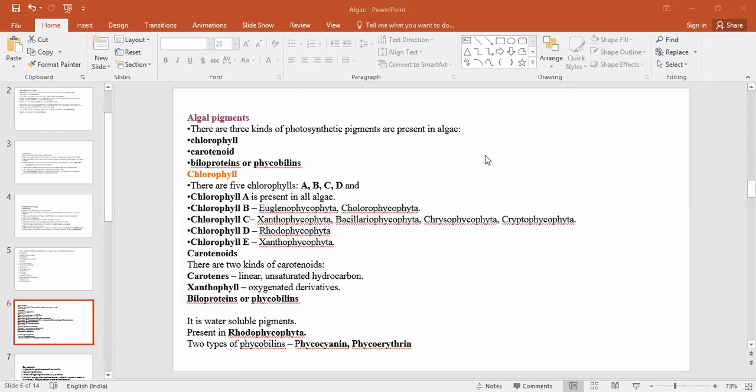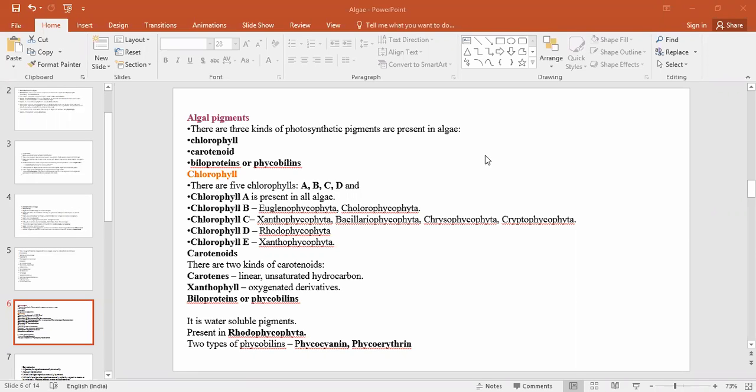Next, what is the classification of these pigments? The first type of pigment is chlorophyll. This chlorophyll is again divided into five types. First one is chlorophyll A, which is present in all algae. Then chlorophyll B is present in Euglenophyta and Chlorophycophyta. Then chlorophyll C is present in Xanthophycophyta, Bacillariophyta, Chrysophyta, and Cryptophycophyta. Then chlorophyll D is present in the Rhodophycophyta. Then chlorophyll E is present in the Xanthophycophyta.